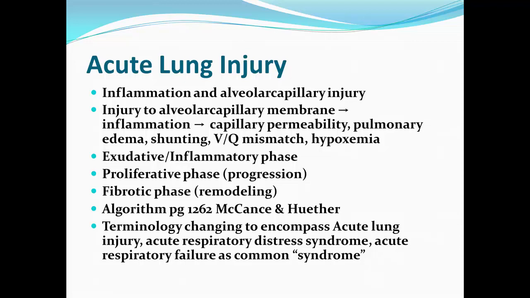There is a great algorithm on page 1262 of your text, and I encourage you to take a look at it because it walks you through these three phases: the exudative inflammatory, the proliferative, and the fibrotic phase. And it pulls all of those concepts we've been talking about in terms of inflammation, in terms of the movement of complement, and how capillaries can become damaged as we move forward to this alveolar obliteration and potential damage to the bronchioles.